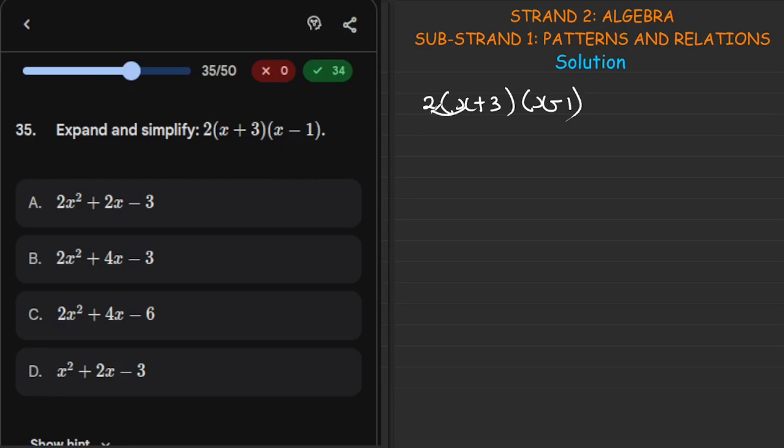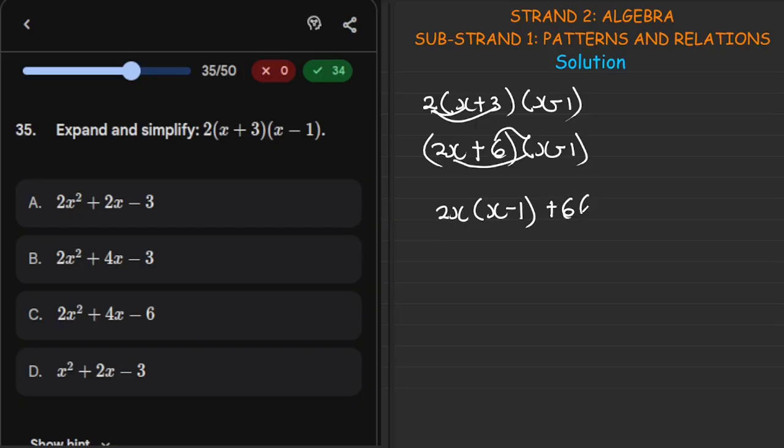Hence, let's multiply 2 by x and then 2 by 3. 2 by x gives us a 2x, and 2 by 3 gives us a positive 6. So we keep that in one bracket, and then multiply it by this other bracket. In this case, we have 2x multiplying this whole bracket and 6 also multiplying this whole bracket. So we have our 2x into bracket x minus 1, which gives us what? Plus 6 also into bracket x minus 1.